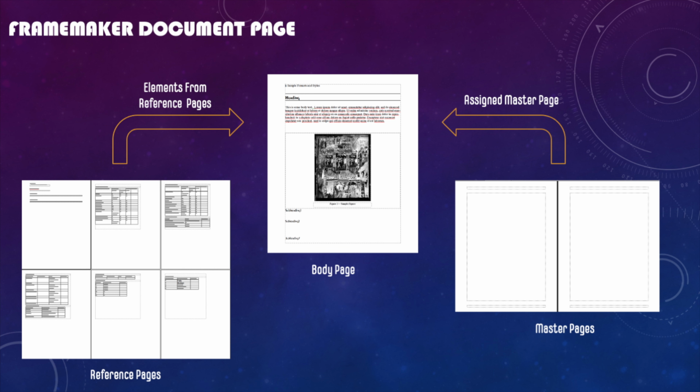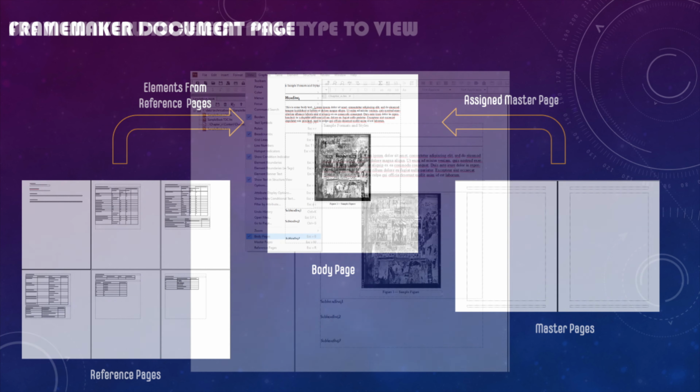Now, a body page does not necessarily have to have a master page, but for complex technical documents, which is the focus of this video series, you're going to want to impose structure on your document. If you're making a book, then you're going to have a chapter, the first page of the chapter, and a left and right page when you open the book. So you're going to assign master pages based on the function of the body page within the document.